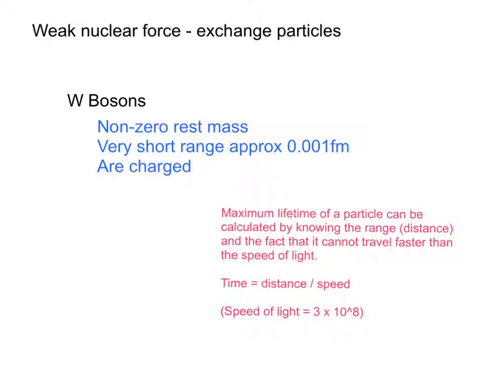Sometimes you're asked to calculate the lifetime of particles, and if you know the range, which is effectively the distance, and the fact that they can't travel faster than the speed of light, then you can work out their maximum lifetime using time equals distance over speed, and speed being the speed of light.